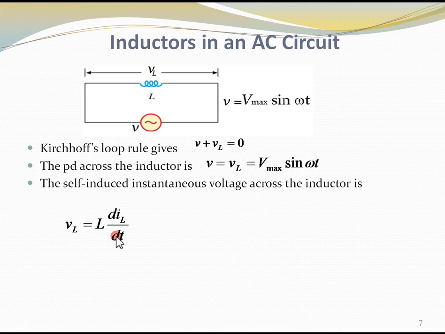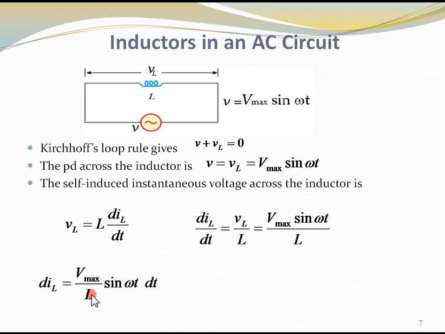That delta is represented by a derivative in our case. So the voltage V is L dI_L by dt, the current through the inductor by dt. The voltage is V max sin omega t, so dI_L is V max over L sin omega t times dt. Cross-multiplying, we get dI_L equals V max over L sin omega t times dt. So integrating both sides, using integral calculus, we get I_L.